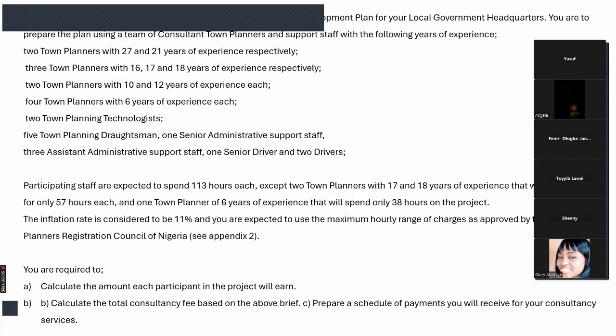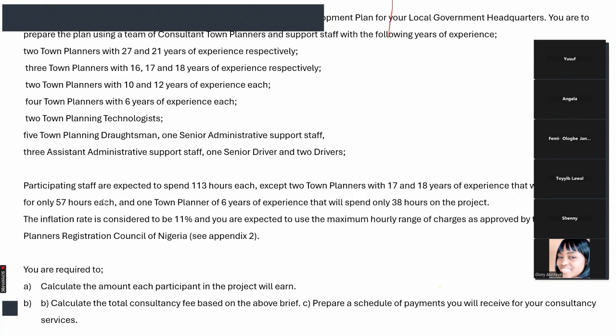You understand? Okay, so we have 4 town planners, all of the 4 have 6 years of experience. Then we have 2 town planning technologists, 5 town planning draftsmen, 1 senior admin support staff and 3 assistant admin support staff, and 1 senior driver and 2 drivers. All right, so that is that for their years of experience.